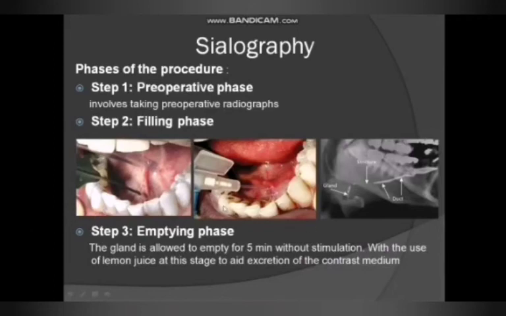In step 3, emptying phase, the gland is allowed to empty for 5 minutes without stimulation. Then the contrast medium is cleared by giving the patient lemon juice at this stage to aid excretion of the contrast medium.